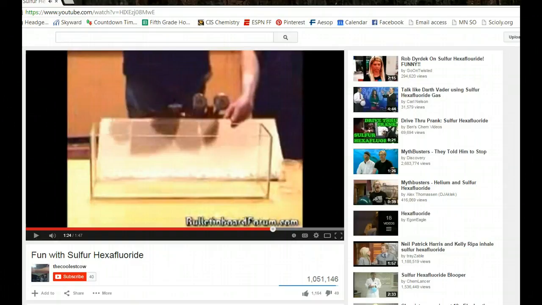Now in this part of the video, the cool thing is sulfur hexafluoride is more dense than air, so you can actually put something in a container of SF6 and it'll float on top of the SF6 and it'll look like it's just levitating in midair.